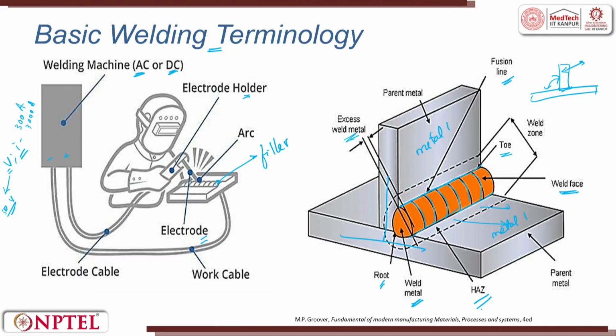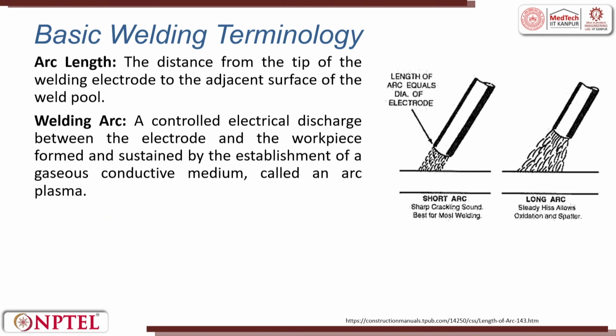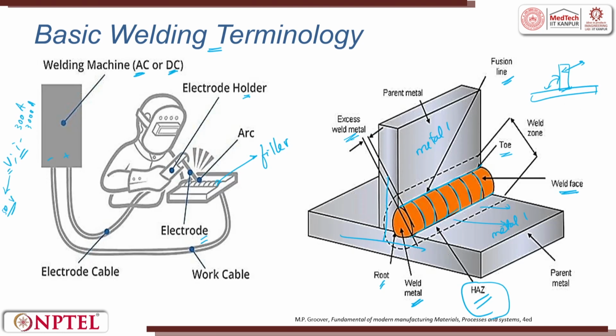So, you see the heat affected zone, which is very, very important because there is a microstructural change. After that, it becomes the normal one. So, when we try to talk about the electrode which is there, is the electrode touching?